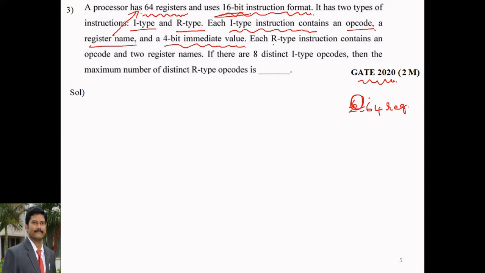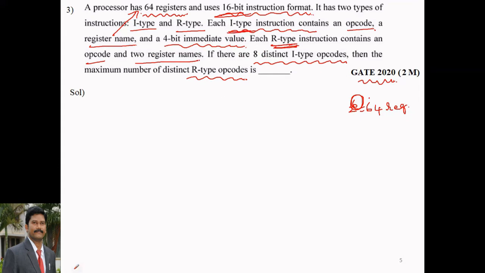Now each R type instruction contains one opcode and 2 address names. 2 address means 6 plus 6, and then the opcode, that time it is 4 bit only in the R type. Now this information is given. This is same as previous. So now the question is, if there are 8 distinct I type opcodes given, then what is the maximum number of R type opcodes? Now with I type and R type, the opcodes are reduced.